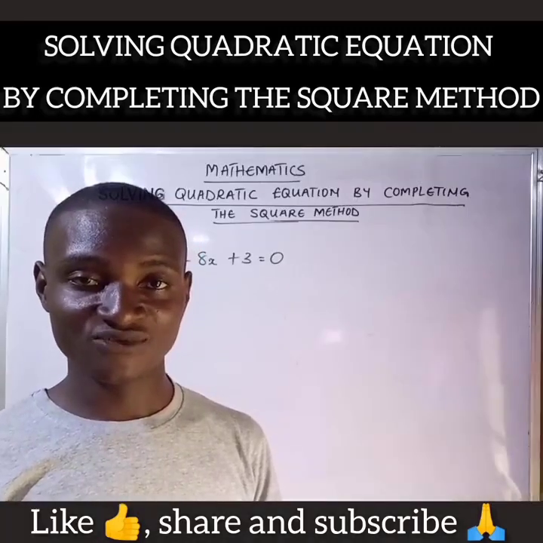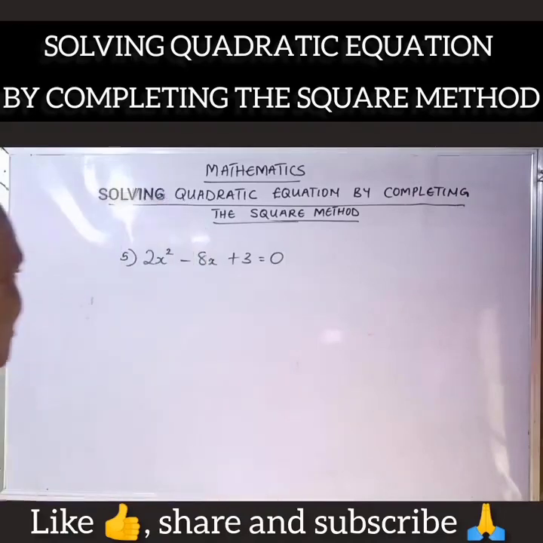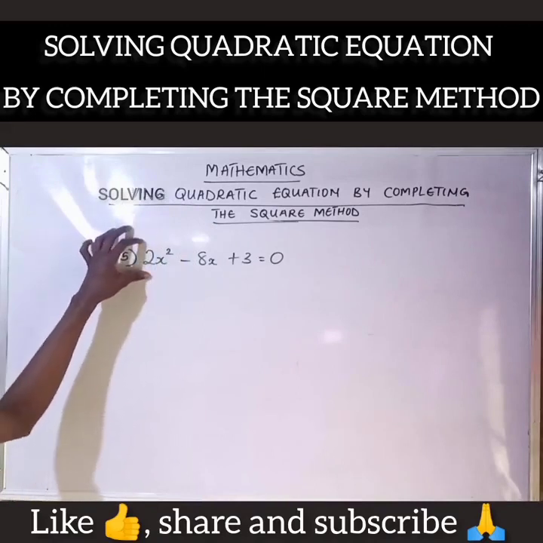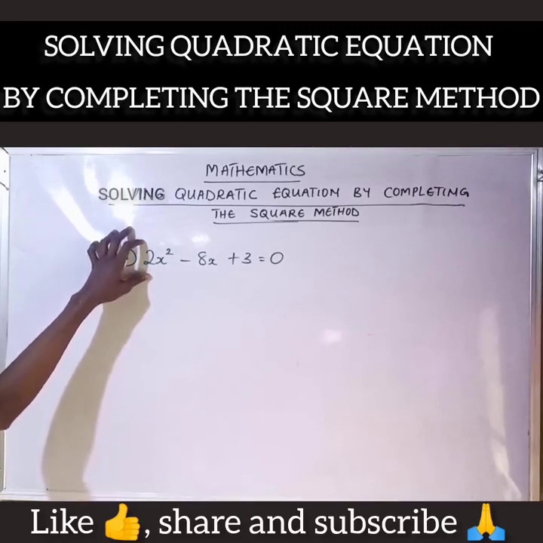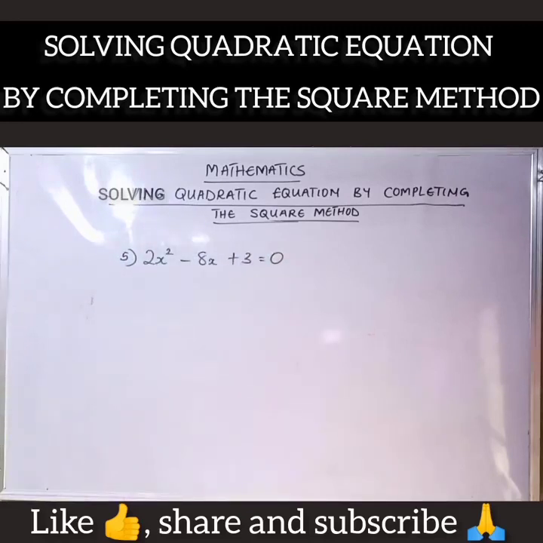This is the fifth question. Let's take a look at it. These are the kind of questions whereby the coefficient of x squared is not 1. This is numbers other than 1, 2, or any other number. So how do we solve this? I want you to pay attention to how I solve it, and it is the same thing I'm going to do to the next one.